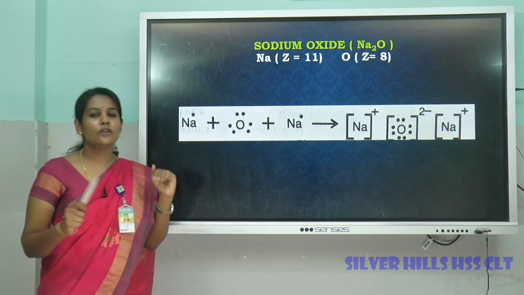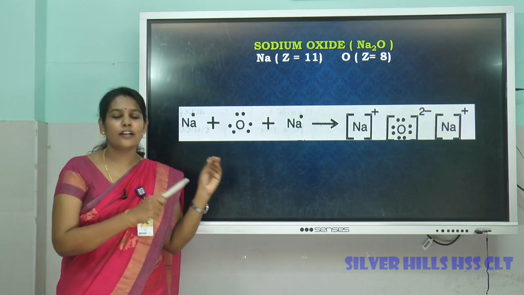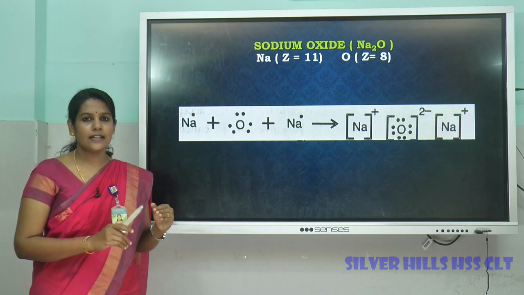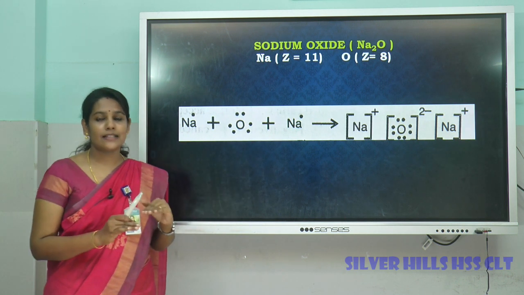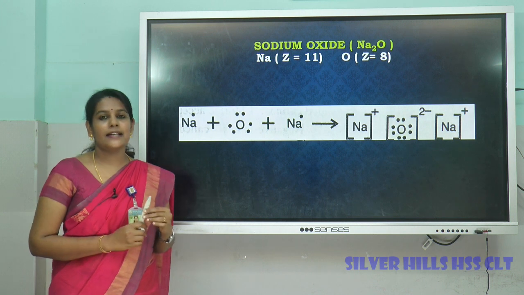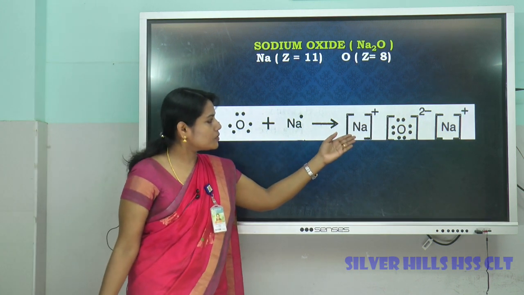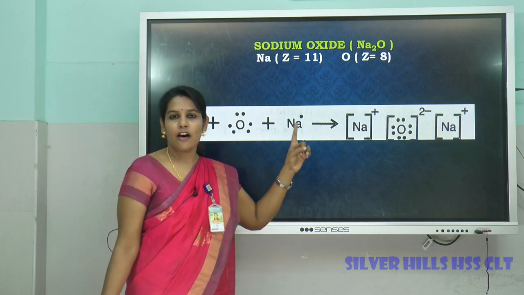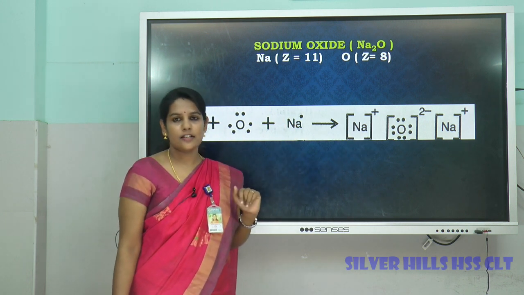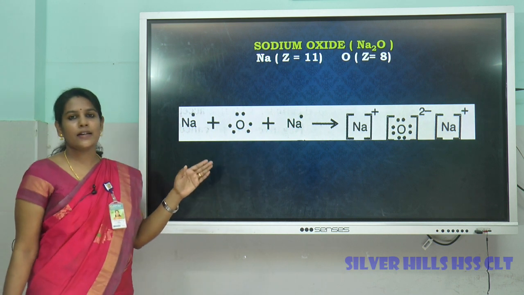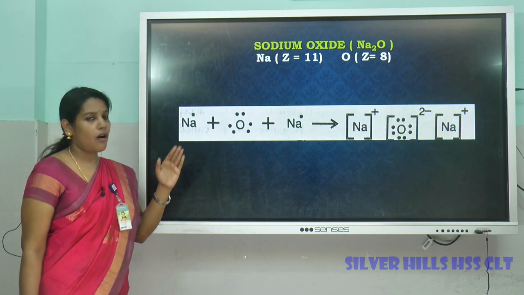Here both the sodium atoms will donate 1 electron to oxygen. As a result, all of these atoms will attain stability by attaining 8 electrons in the outermost shell. And here the ions are 2 Na+ ions and 1 oxide ion with 2- charge. So this is how ionic bond is formed in sodium oxide.